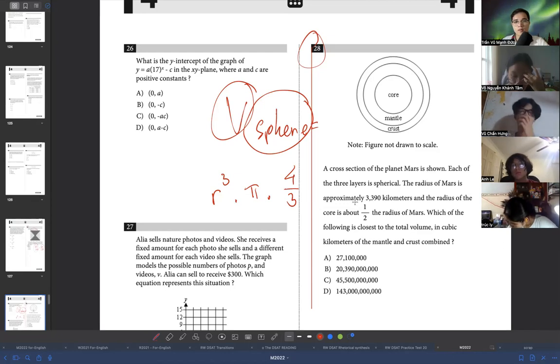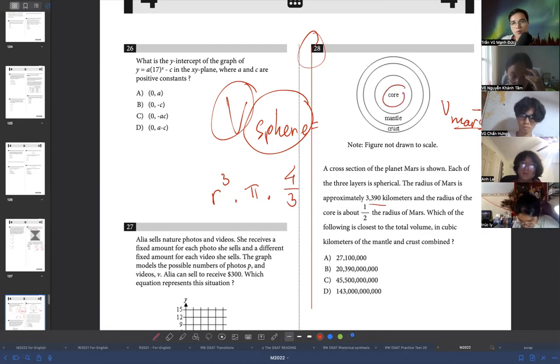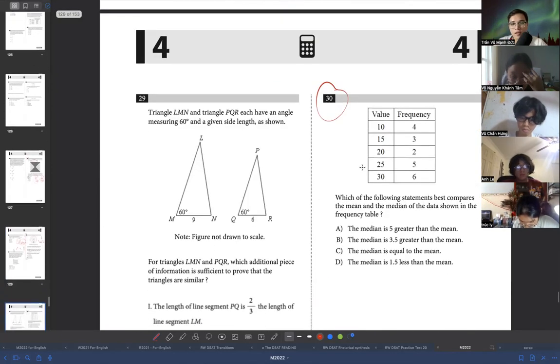So it's the radius of Mars. What you're going to have to do is calculate the volume of Mars. It's very big, and you just subtract the volume of the core. The volume of the core is basically 1/8 of the volume of Mars, because the radius of the core is one half. So 1/2 cubed is 1/8. So you're going to have D, right? It's very simple, but just lengthy in calculation.